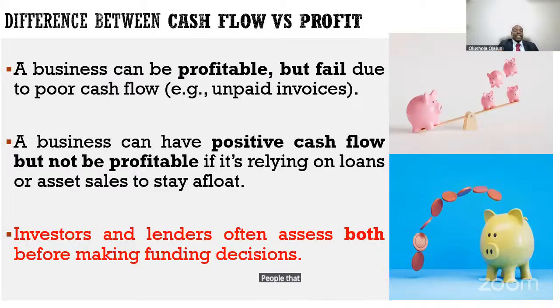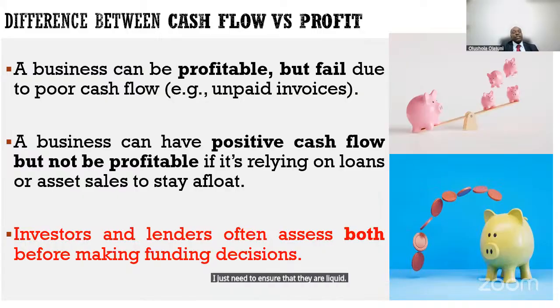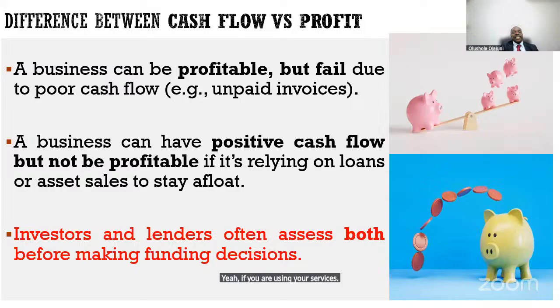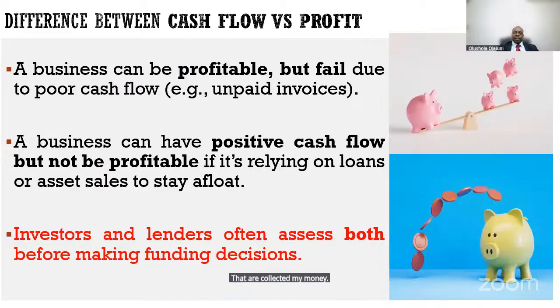Most of them are bigger than us. The big companies of this world, that's what they do. And what they do, that's a financing strategy they're using to ensure that they are liquid. They don't just pay money. They are using your goods that you have supplied. They are using your services to also increase their own productivity, and they're not paying on time. So over time, they now pay you, and you think, oh, thank God, you go and do Thanksgiving that I collected my money, but some other people are benefiting.